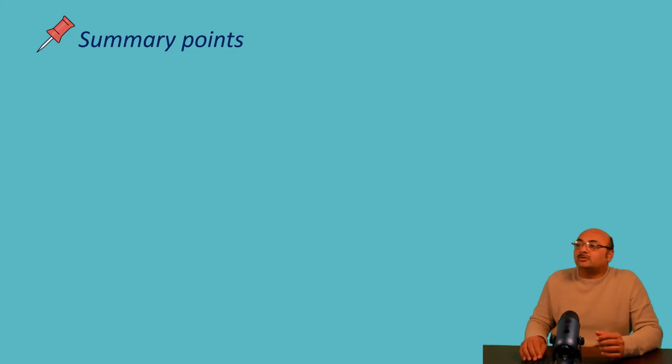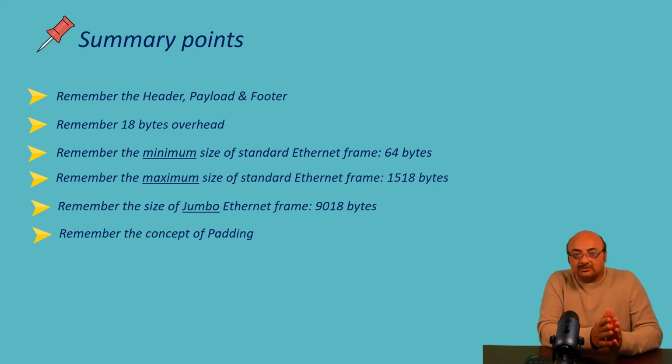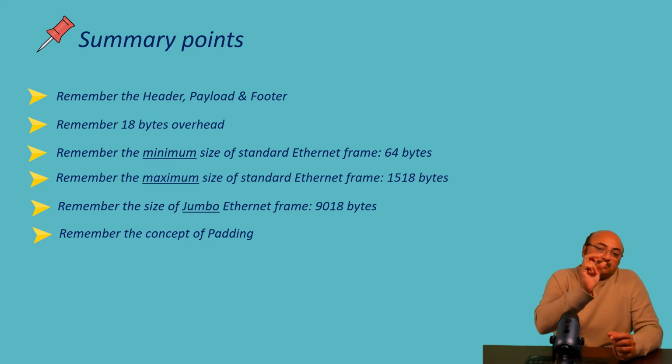Okay. Summary points. Remember what exactly is the header, what exactly is the payload, and the footer. Remember the total overhead is the header and the footer combined, that is 14 plus 4, 18 bytes. The minimum size of a standard Ethernet frame is 64 bytes. The maximum size of a standard Ethernet frame is 1518 bytes. Jumbo frames go to the limit of 9018 bytes. Remember, anytime a layer 3 protocol is sending a packet which is smaller than 46 bytes, we employ padding. And also, finally, remember the important term runt. Runt is an Ethernet frame which is smaller than 64 bytes.